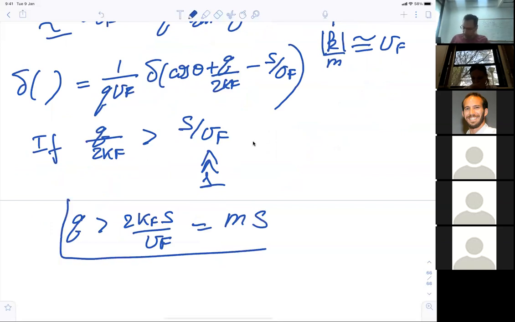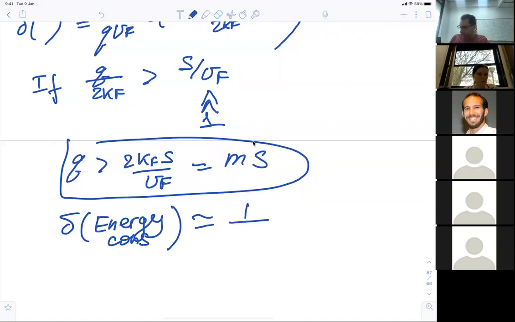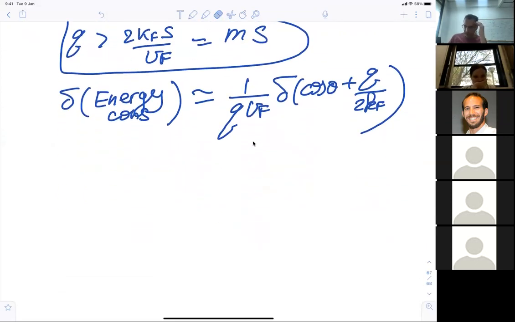So given this condition, we can simplify the delta function and say that the energy conservation delta function is replaced by 1 over q V Fermi delta function of cosine theta plus q over 2k Fermi. We should check that this assumption is satisfied. But if it is, then okay, we assume that that's correct.